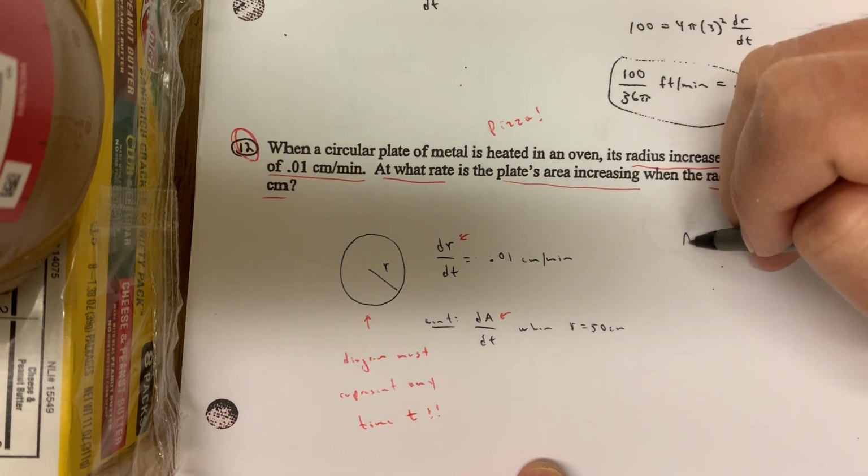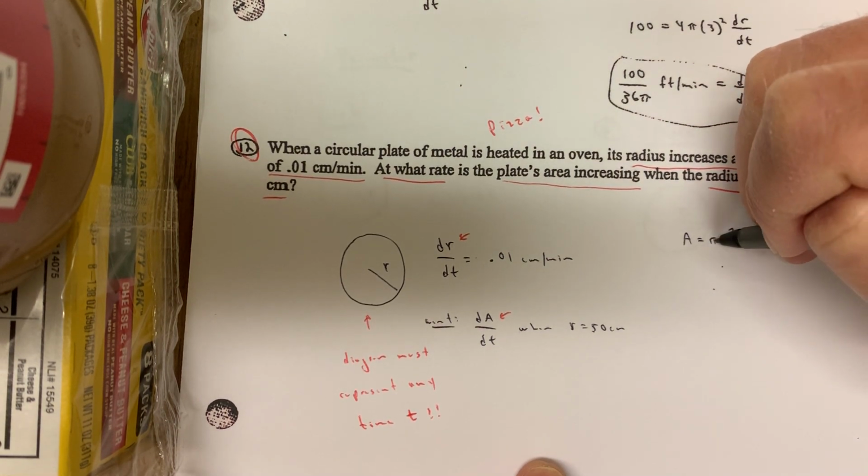Anyway, that's going to be the area formula. Area equals pi r squared.